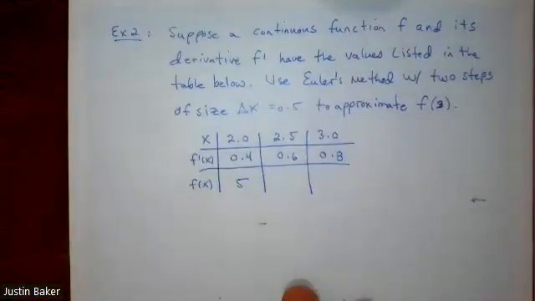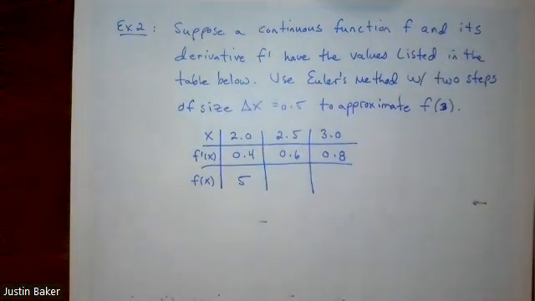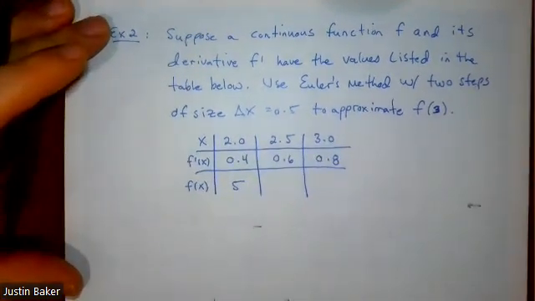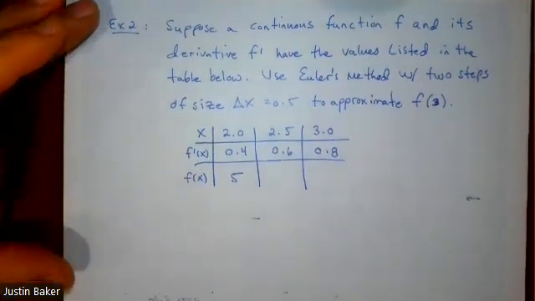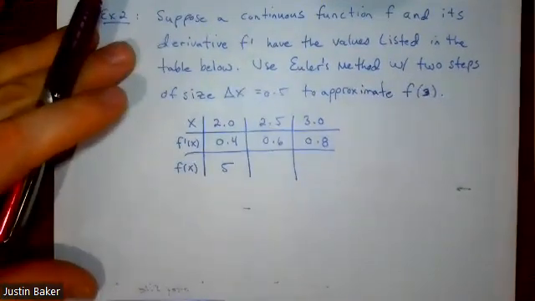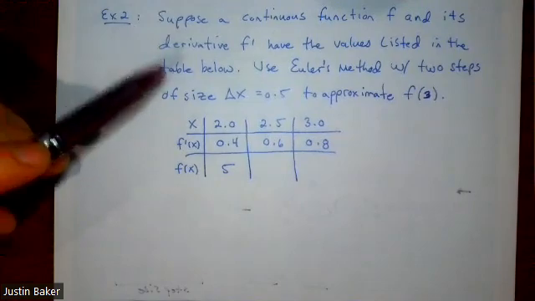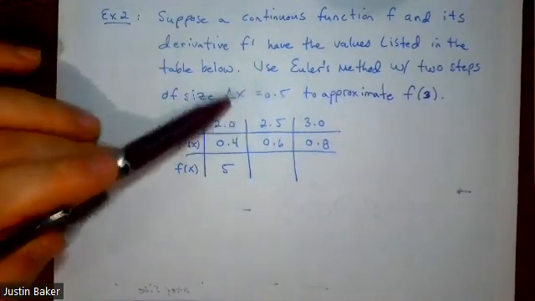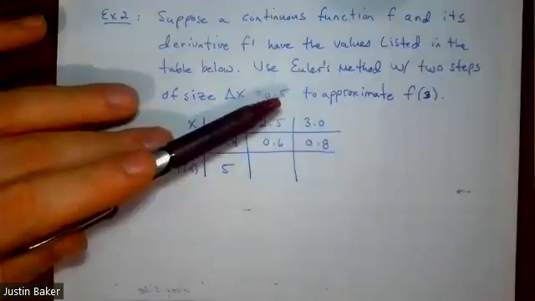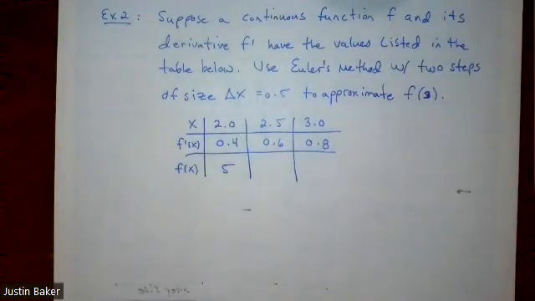Okay, let's check out example 2. Suppose a continuous function f and its derivative f prime have the values listed in the table below. Use Euler's method with 2 steps of size delta x, which just means that's going to be our step size, to approximate f of 3.